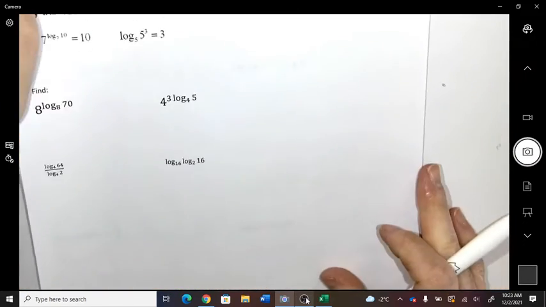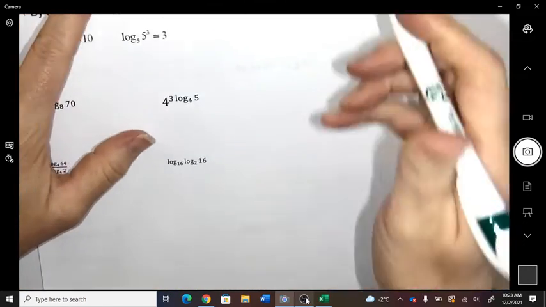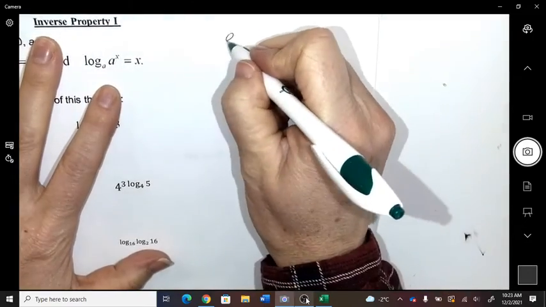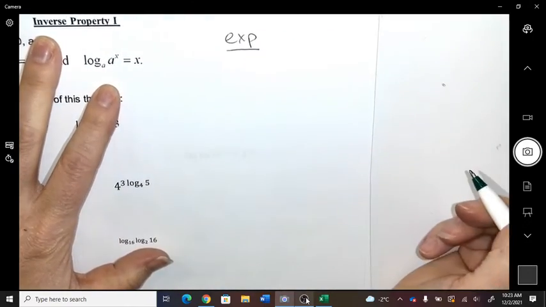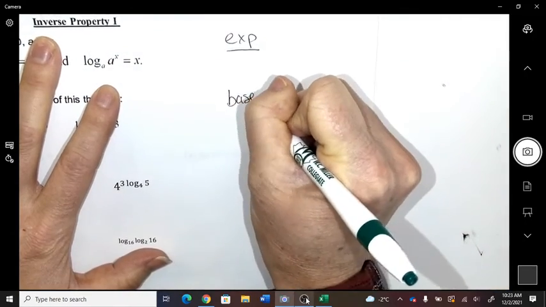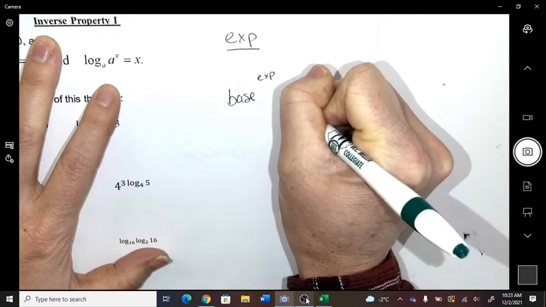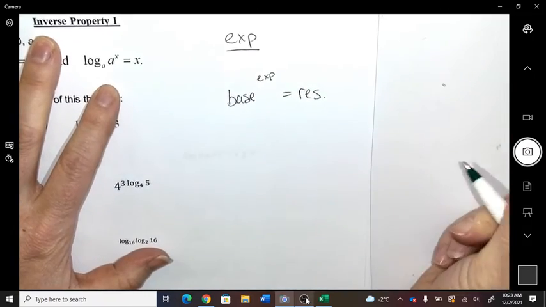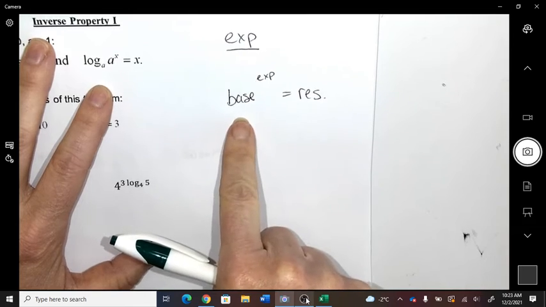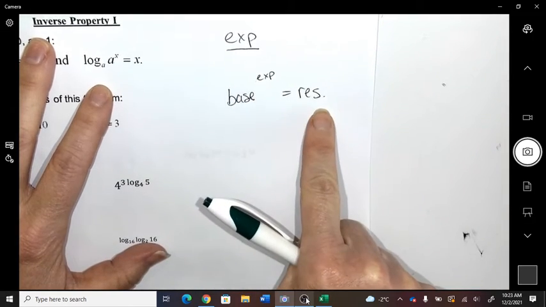Okay, let's remember these things here. So you always need to have these in the back of your mind. Exponential form is base to an exponent equals a result. That's an exponential form. Some kind of base to some kind of exponent equals a result.